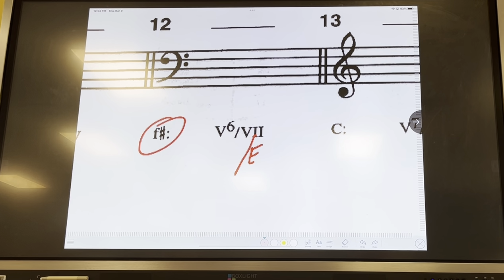So E is our new tonic. The dominant is going to be built on B, so build a 5. Do I need a triad or a 7th chord? Triad. So what's the B major triad? B, D sharp, F sharp, right? And then I would put it in the inversion, okay?